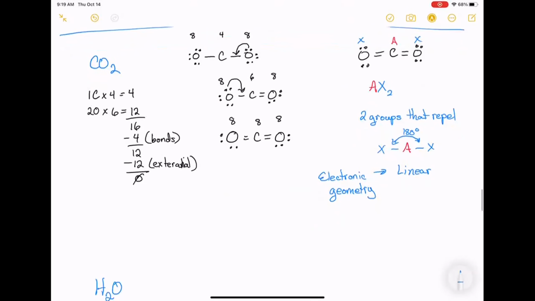Now, because both groups are bonding groups, we should replace our atoms with the symbols. So we'll just draw it out. Notice that our bonds are in the same plane. That is why I use just a line, and you can just draw it out. And so our molecular geometry will also be linear.